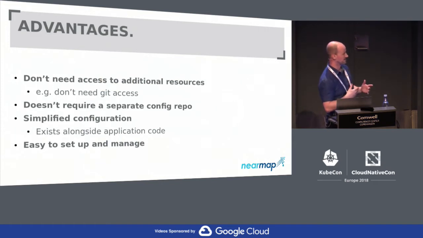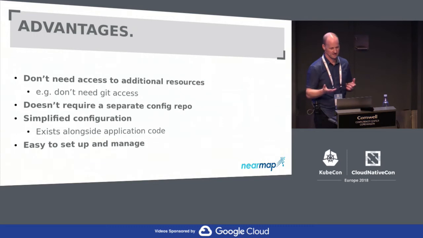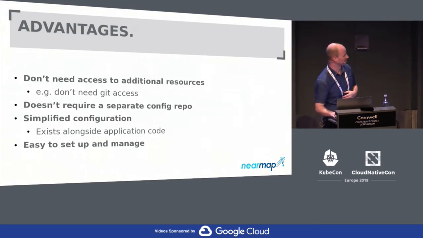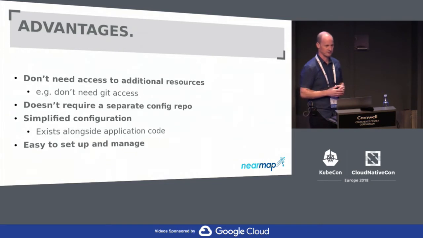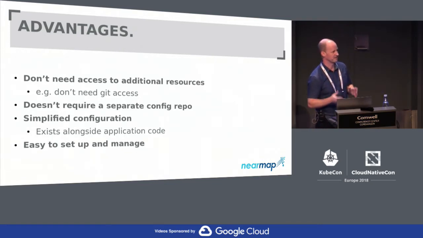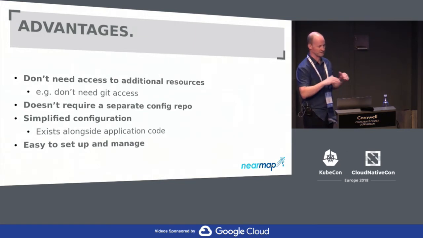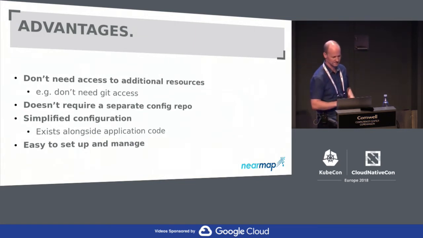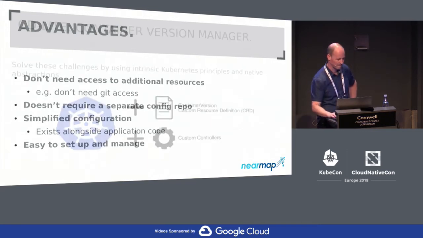In particular, we don't need to access resources such as our cluster needing to access a Git repo, which is a bit of a problem when you're dealing with private repos. We don't need all these separate config repos around, right? We try to store a single version of our application configuration alongside the source code, and then that also matches the releases as they go out. So it's a simplified configuration, and this whole thing is easy to set up and manage.